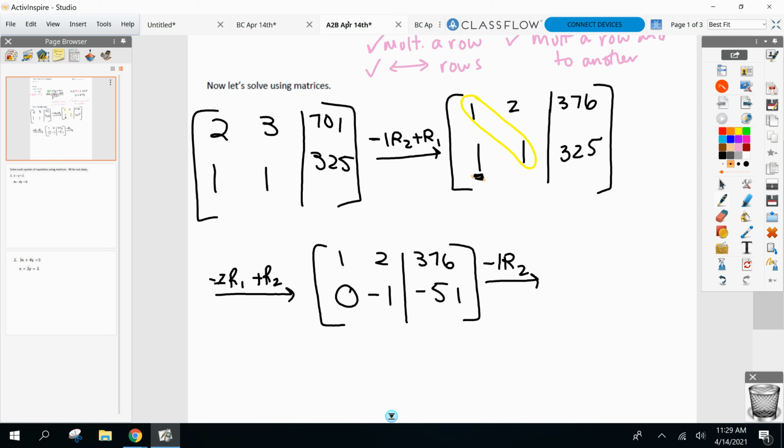Okay, so now multiply everything by -1. 1, 2, that stays the same. Now I'm going to have 0, 1, positive 51. All right, we're almost there. We are almost there, guys. I got ones diagonally. I got a 0 where I need it. What's the only thing I need to change into a 0? The 2. Now I need to change this 2 into a 0, and I'll be done.